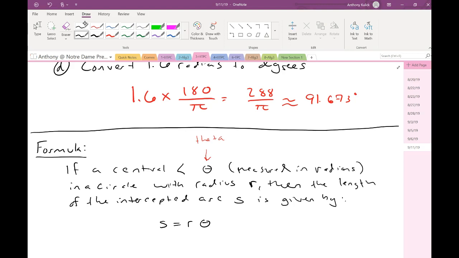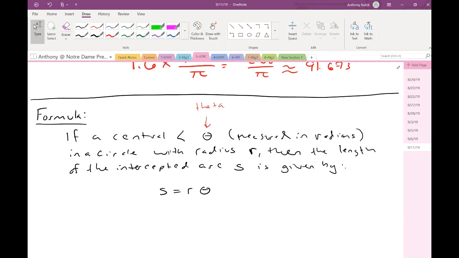Okay, so if we have some central angle theta measured in radians inside of a circle with radius r, then the length of the intercepted arc S is given by the formula S is equal to r times theta.